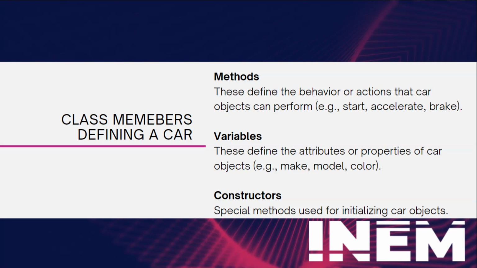Methods. Think of methods as the actions a car can perform. Just like you can start, accelerate, or brake a real car, methods define what your car can do in your program. Variables. These are like the attributes or properties of a car. They define characteristics such as the make, model, and color. It's what makes each car unique. Constructors. These are special methods used for initializing car objects. When you create a new car, the constructor ensures it starts with the right initial values. We'll explore constructors in a more in-depth manner in other upcoming videos. Together, these class members create a complete description of what a car is and how it behaves.